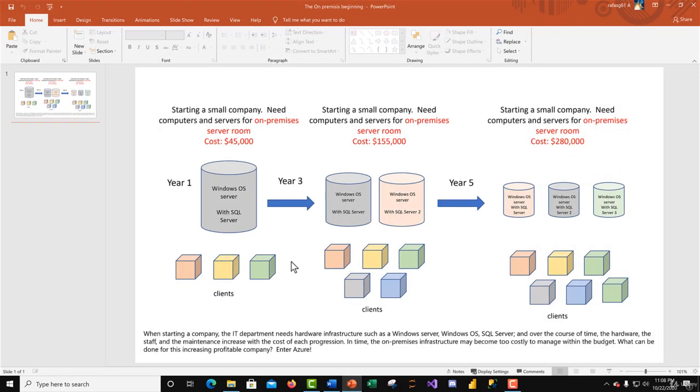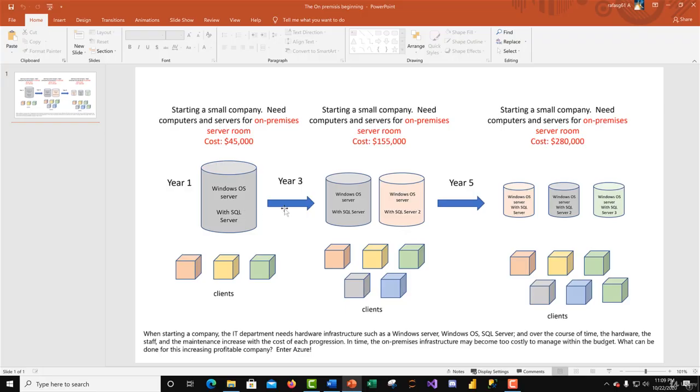Now here, as you can see, of course I've made up these numbers. Suppose you're starting a small company. If you're starting a small company, you'll need, of course, computers and servers on premises. Let's assume, and these are just random numbers, they're obviously a lot higher, that you have a server room and it costs $45,000. This $45,000, again random, may consist of a single server, and with that server you have to buy the OS, the SQL Server license, and the clients that are associated with it. So in year one, this is your cost.